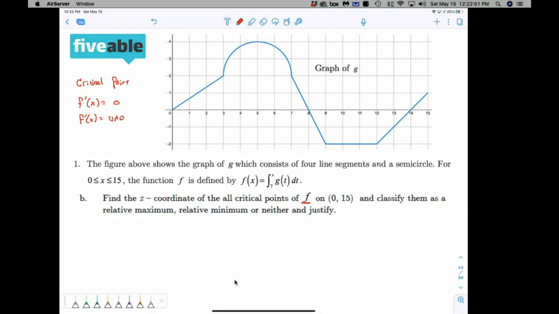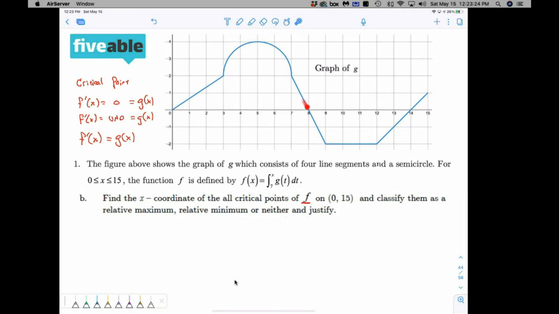Well, f prime, again, according to our work from before, is equal to g of x. So we're looking for where g of x is 0 or where g of x is undefined. All right. Well, g of x is the graph. The nice thing about this graph is it is continuous. Because it's continuous, we're not going to get any undefined values for g. So we're really just looking for 0 values of g. We're working on the open interval from 0 to 15. So the first place we see is 0, but we don't need to include that because it's an open interval. So we don't worry about the 0.